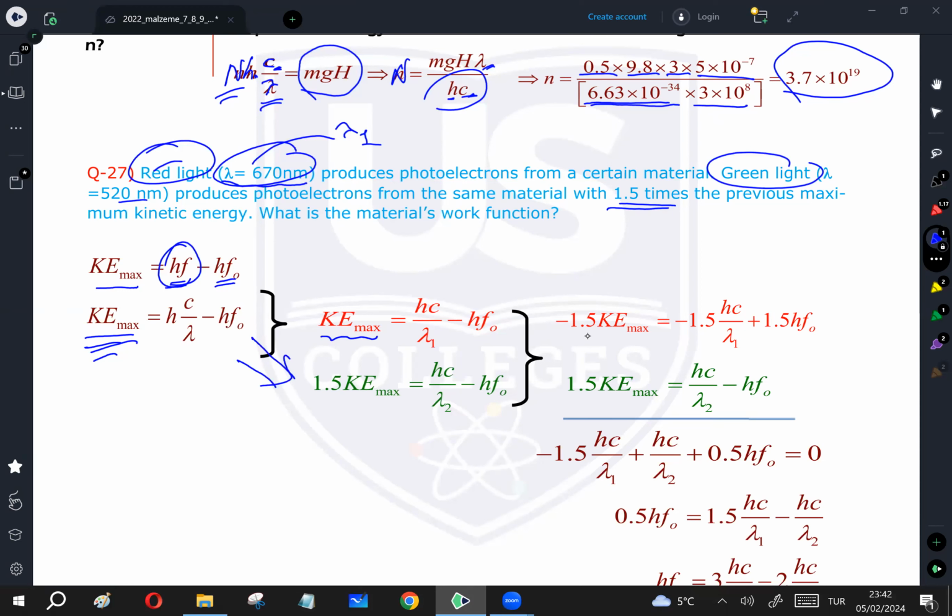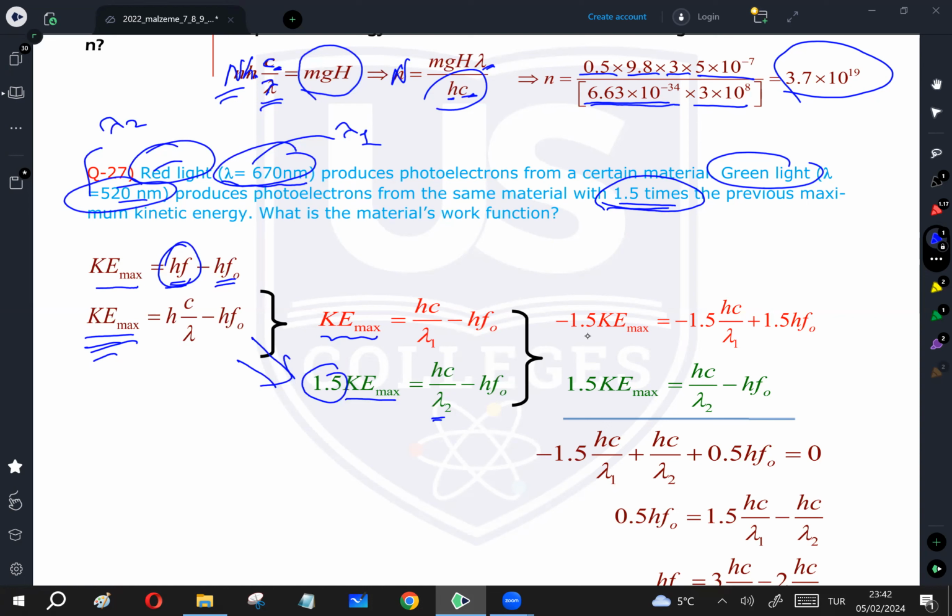But green light releases the electrons with a maximum kinetic energy 1.5 times the previous. That is, green light's kinetic energy is going to be 1.5 times the red. Red one, I said kinetic energy maximum. Green must be 1.5 times kinetic energy maximum, which is equal to hc over, of course, I'm going to say this second lambda 2, that is green light's wavelength lambda 2, minus hf0.